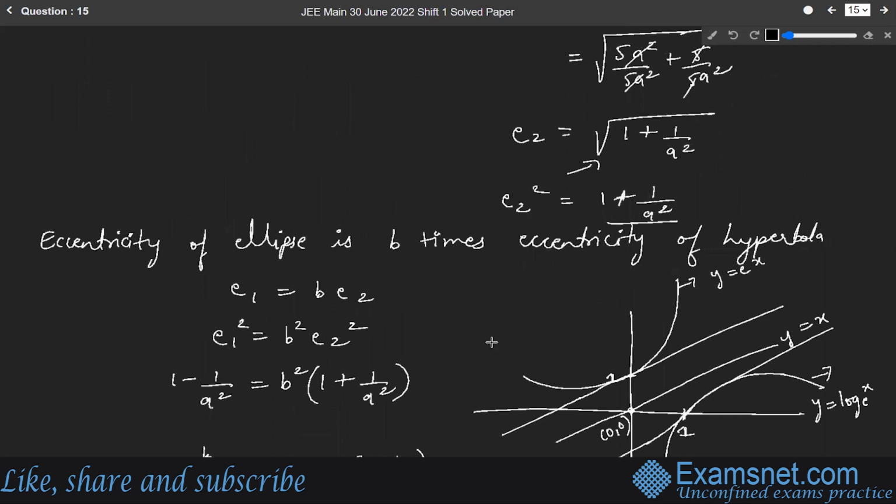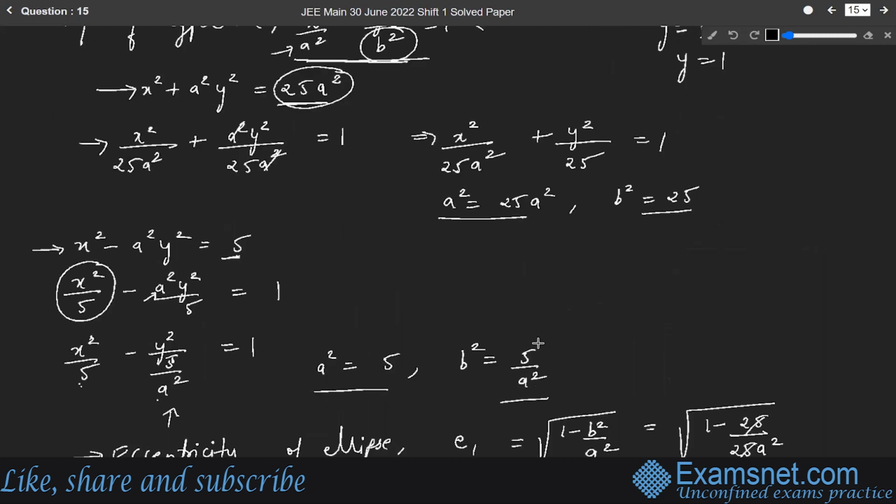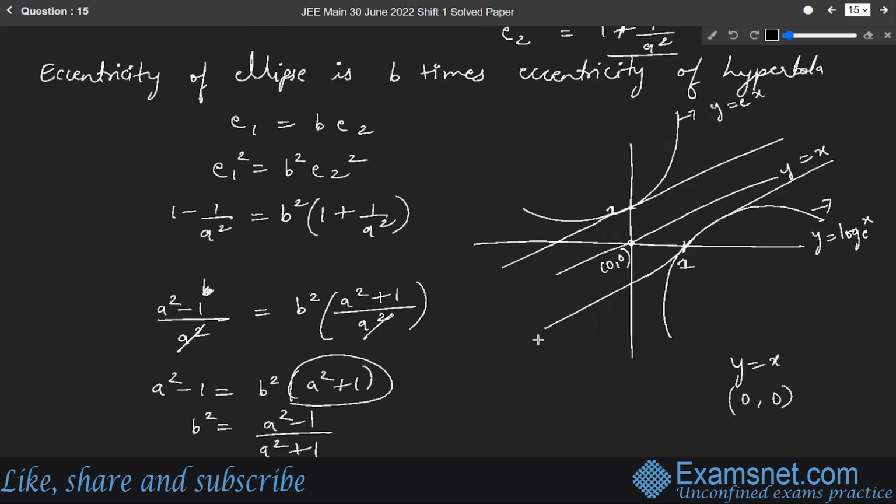Now, it is also given that the distance between both these curves is A. A is the minimum distance between both these curves. Okay. So this is the distance between these curves, which is A. All right. We have to find the value of A square plus 1 upon B square. But for that, we first need the value of A square, and then we can find 1 upon B square. All right. So here you have to understand some points.